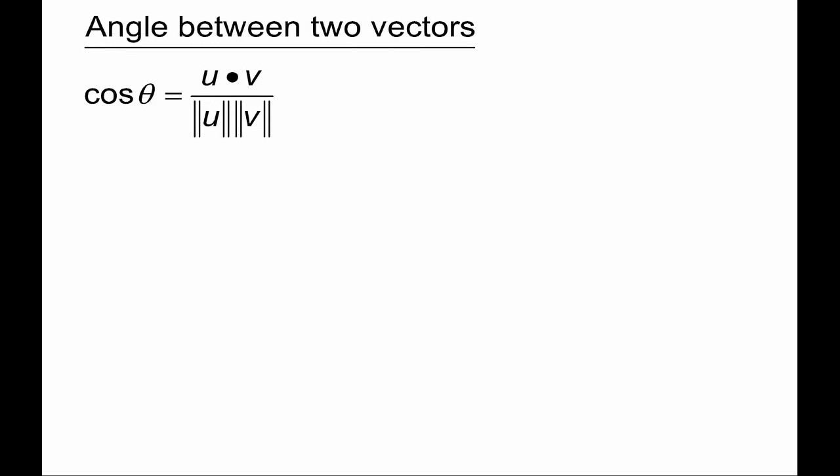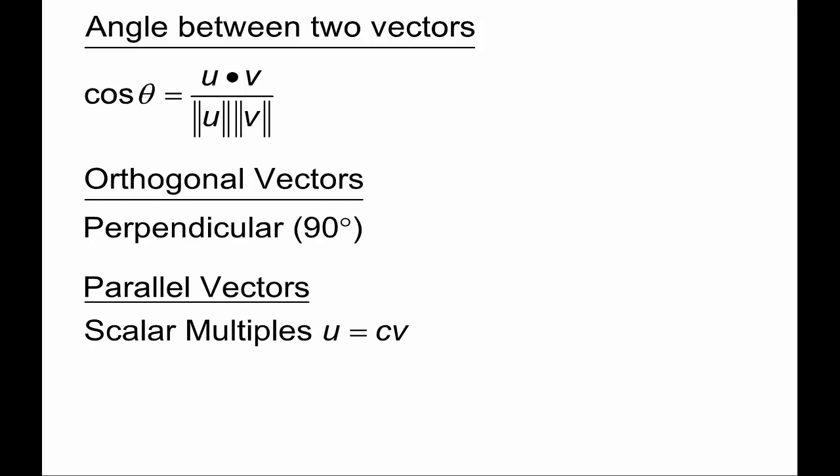To find the angle between 2 vectors, you use the formula cosine theta equals u dotted with v over the magnitude of u times the magnitude of v. To get theta, we would take the inverse cosine of anything that we get on the right-hand side. So whatever the answer is on the right, take the inverse cosine. Make sure that you're in degree mode to get theta.